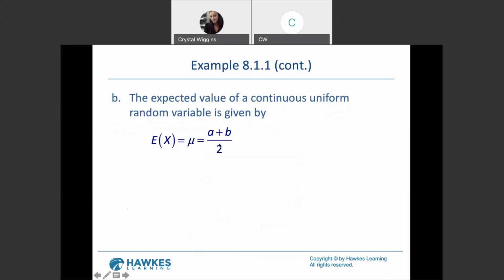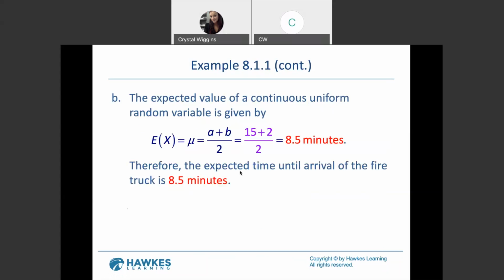The expected value of a continuous uniform random variable is given by the mu formula, which is a simple average formula, adding a plus b and dividing by 2. So 15 plus 2 divided by 2 comes out to 8.5 minutes. Therefore, the expected time until arrival of the fire truck is 8.5 minutes.